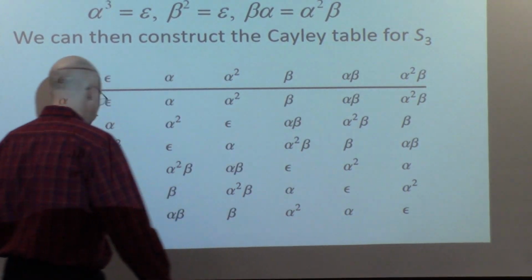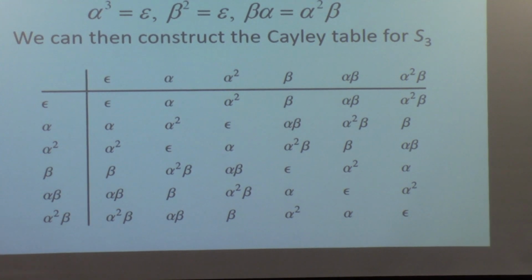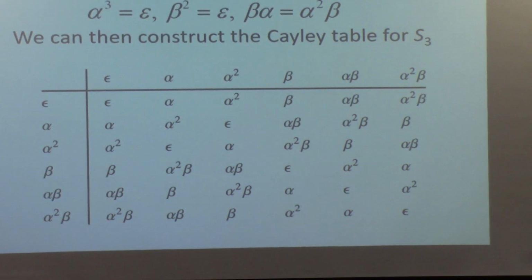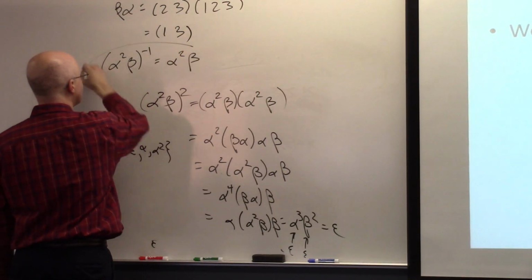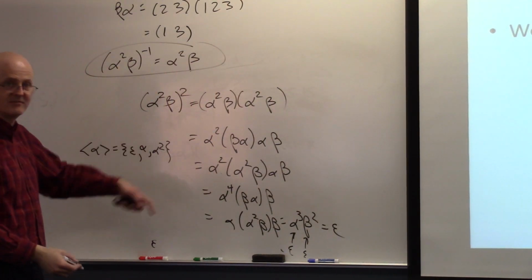This element is its own inverse. You can also write that alpha squared beta inverse is itself in this group. That calculation verifies it.